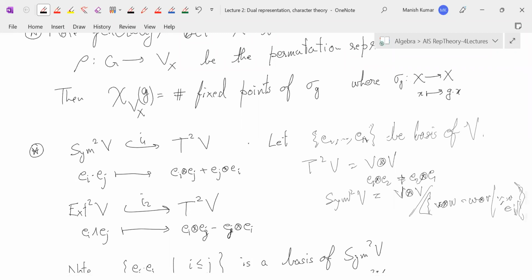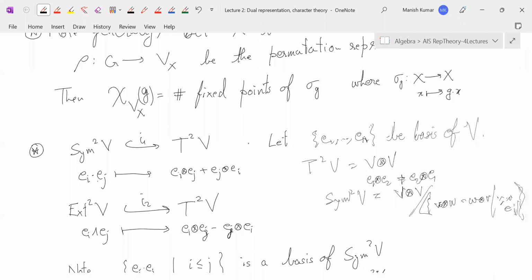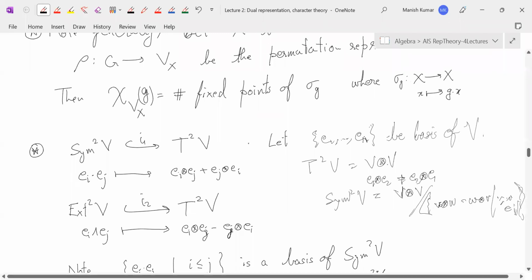So it's a quotient of T2V, and the image of Ei tensor Ej you denote by Ei dot Ej in Sim2V. Elements like V tensor W have image V dot W. Those are the kind of elements which lie in Sim2V. Sim2V is also a subspace of T2V: there is a map which I've called I1, and you send Ei dot Ej to this particular element.